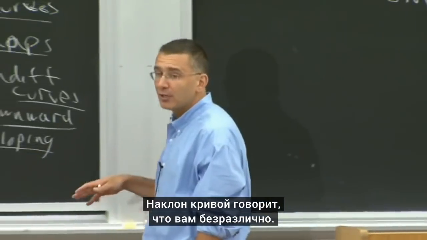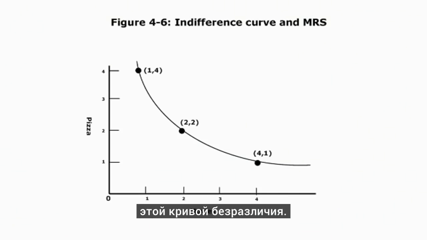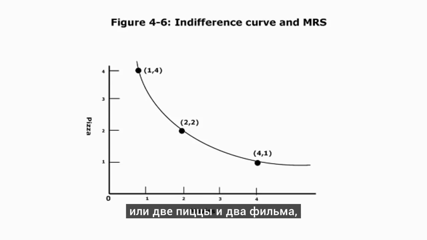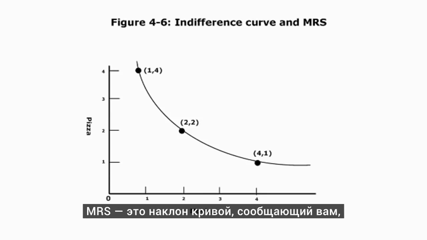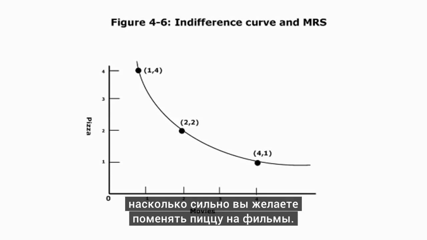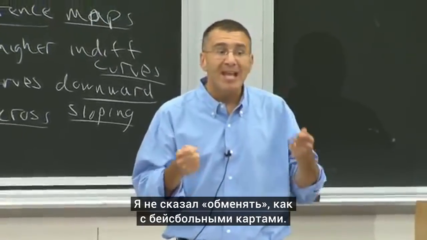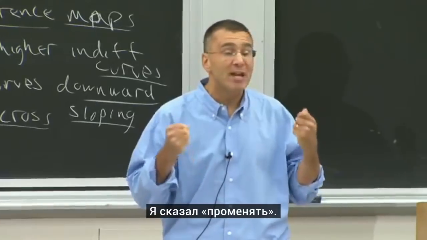The slope of the curve tells you that you're indifferent. You remember, you're indifferent between any points along this indifference curve. You're indifferent between 4 pizzas and 1 movie, between 2 pizzas and 2 movies, and between 4 movies and 1 pizza. You're indifferent along all those combinations in figure 4-6. The MRS is the slope of that curve, telling you the rate at which you're willing to trade off pizza for movies. Okay, now, just a side note here, you're never, of course, actually trading. There's not some market where you bring a pizza and get a movie. So when I said trade off, it's not like trading baseball cards.